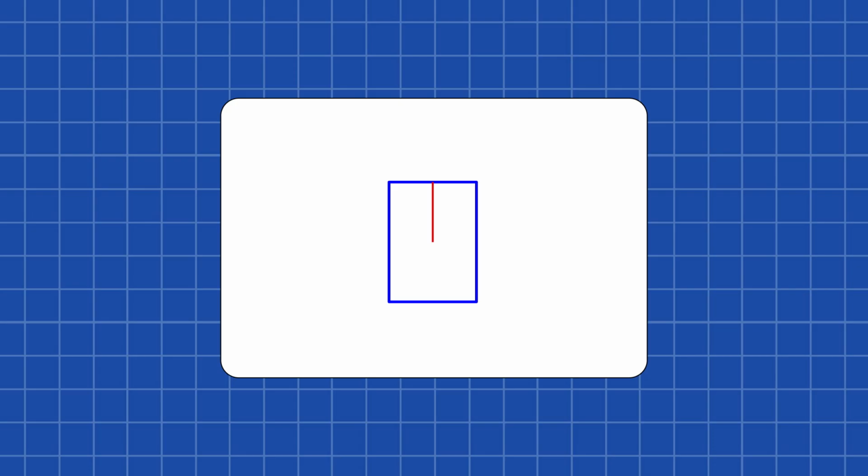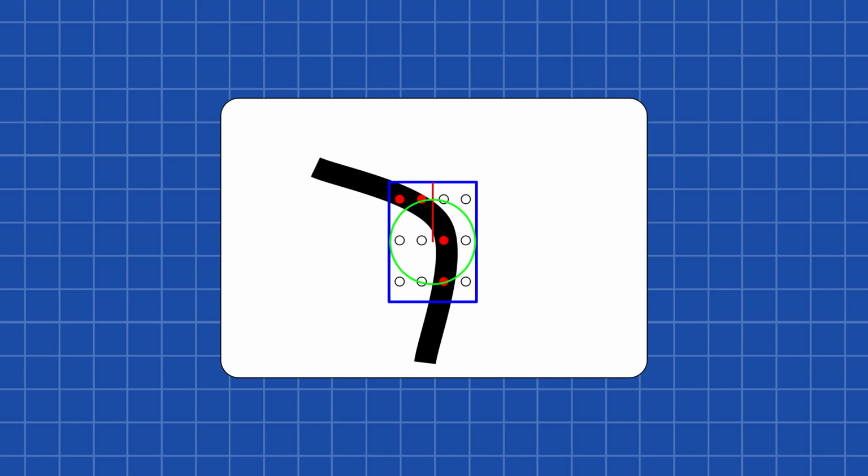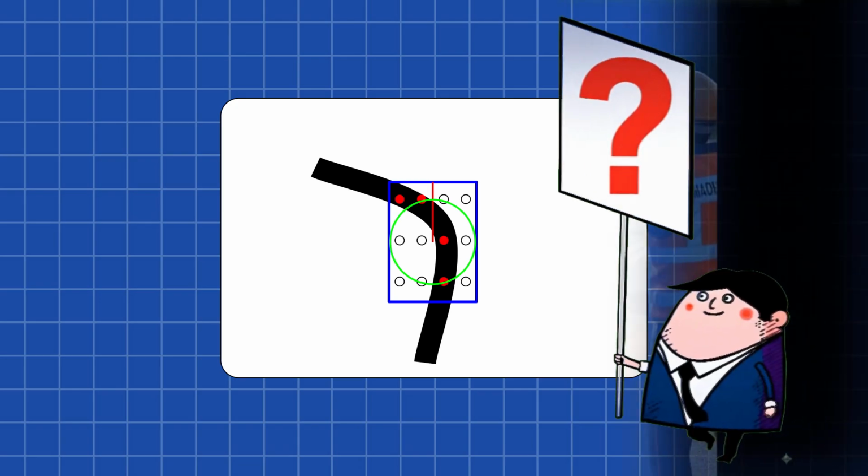To detect the path, it has this array of sensors. When a sensor is over a black pixel, it turns on, and when it is over a white one, it remains off. This gives the robot a basic digital snapshot of the line below it. This green circle is its hitbox, which brings us to a very important problem.